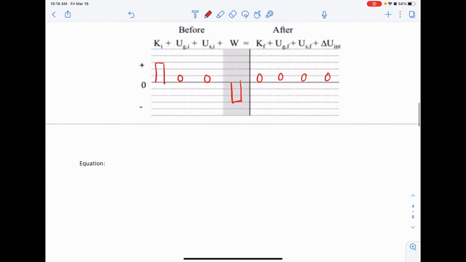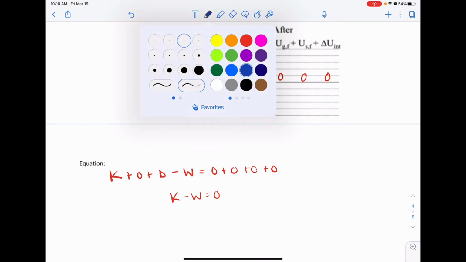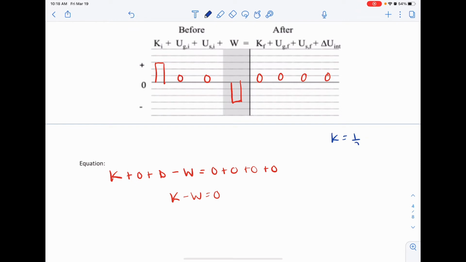So now based on this bar chart, we can have our equation: kinetic plus 0 minus work. Notice I make it negative. Equals 0 plus 0 plus 0 plus 0. And we can simplify this to kinetic minus work equals 0. Now again, looking back to our notes, we know kinetic energy is 1/2 mass times velocity squared, and we know work is force times displacement. So I'm going to plug in those. So I have 1/2 mass times velocity squared minus force times displacement equals 0.